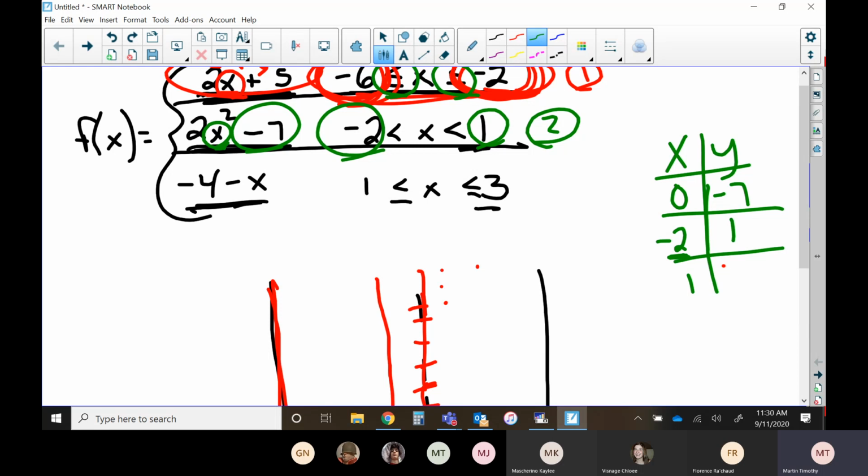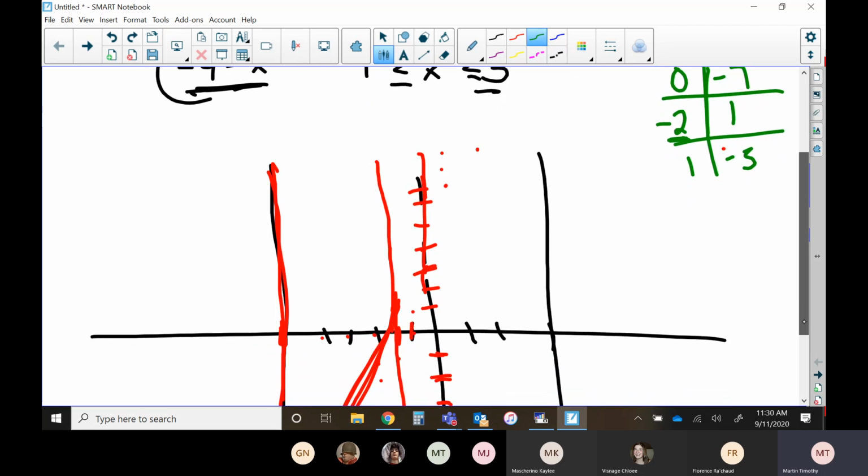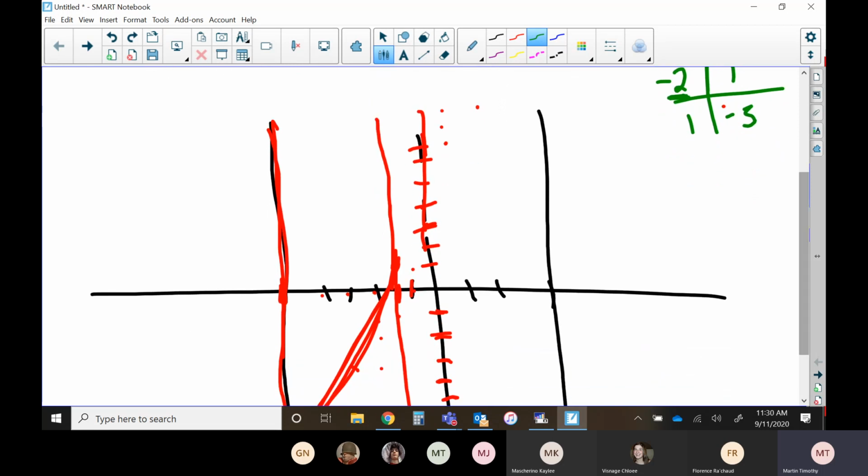Plug in 1. 1 squared is 1. 1 times 2 is 2. 2 minus 7 is negative 5. And so I'm going to also plot negative 2, 1 on there. Well, what happens when I go to negative 2, 1? That was where the last graph left off. So I know these graphs are going to connect there. Remember, I said it doesn't always happen.